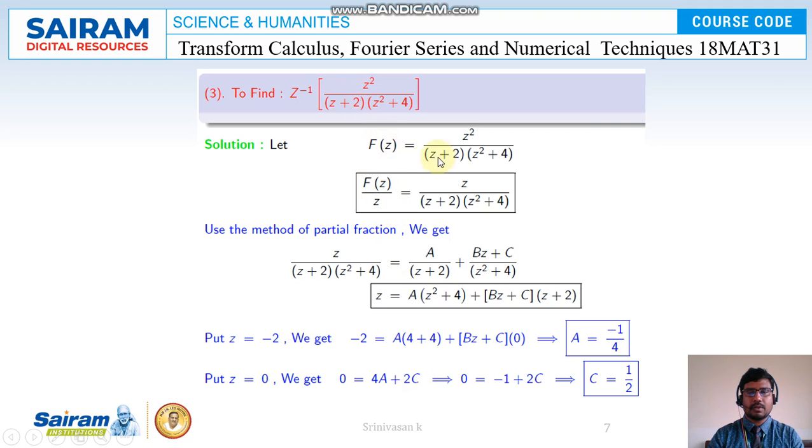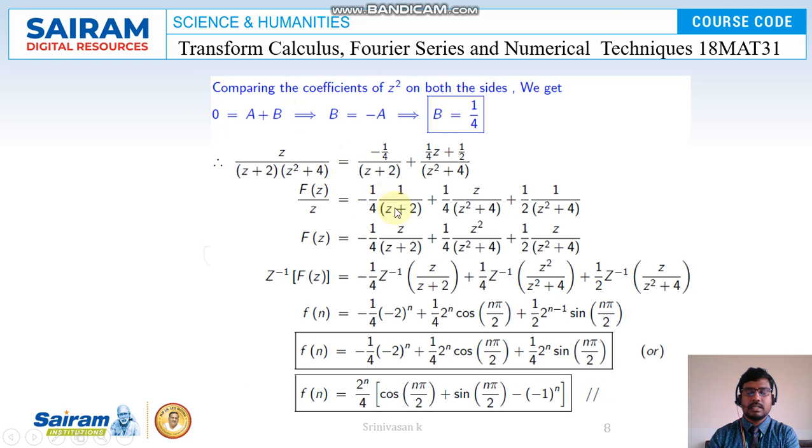Take the capital F of z, that is z square divided by (z plus 2) into (z square plus 4). Here taking one z outside, we get capital F of z divided by z. By applying the partial fraction method, we get the equation a divided by z plus 2 plus (bz plus c) divided by z square plus 4. So the equation is z equal to a into (z square plus 4) plus (bz plus c) into (z plus 2). Now substitute z equal to minus 2, we get a value, and z equal to 0, we get c value. So a equal to minus 1 by 4, c equal to 1 by 2.